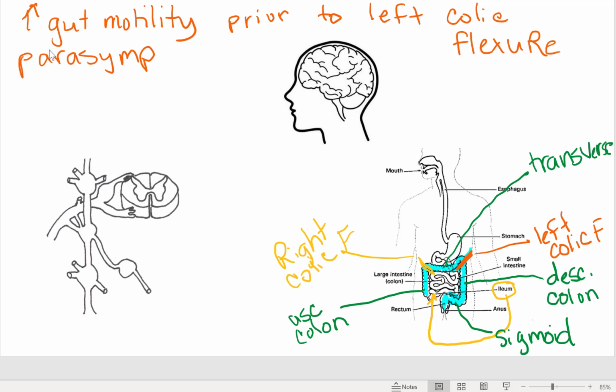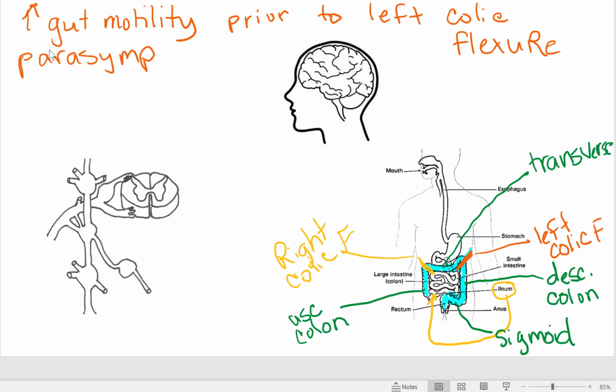But cranial nerve number 10 does not reach all the way down past the left colic flexure. It would not tag team with postganglionic fibers past the left colic flexure. We would need the sacral spinal cord to be involved if we wanted to target increased gut motility distal to the left colic flexure. And I will go over that in just a moment.